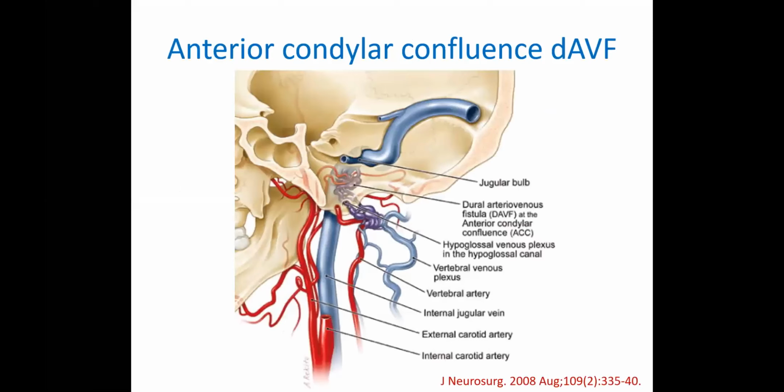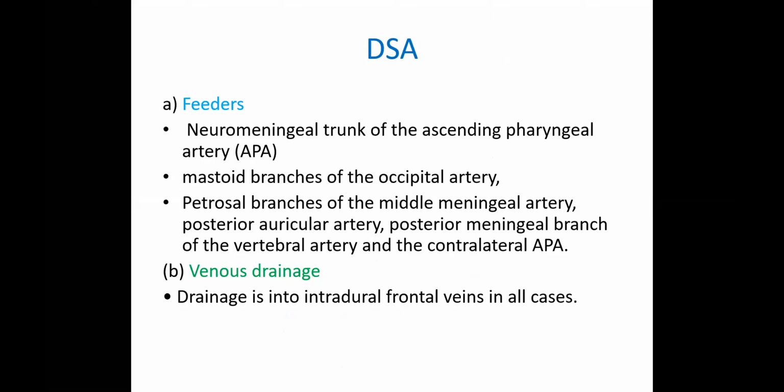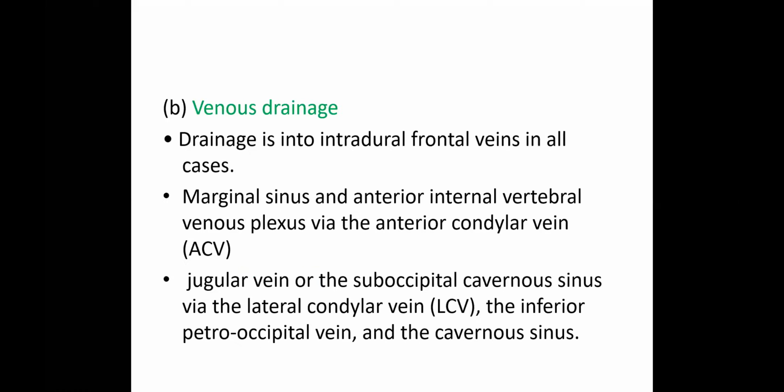So another rare type is anterior condylar confluence dural AVF. This presents with a pulse synchronous bruit, pulsatile tinnitus, chemosis, proptosis, diplopia, and also cervical myelopathy. And then feeding vessels are the neuromeningeal trunk of the ascending pharyngeal arteries, mesial branch of vertebral arteries, and petrosal branches of middle meningeal arteries, posterior auricular arteries, posterior meningeal branch. And venous drain is into the intradural frontal vein, and also the marginal sinus, anterior internal vertebral venous plexus.